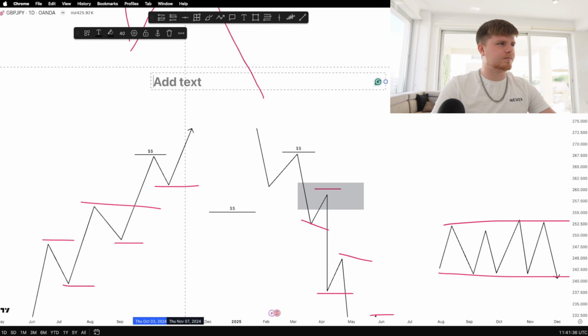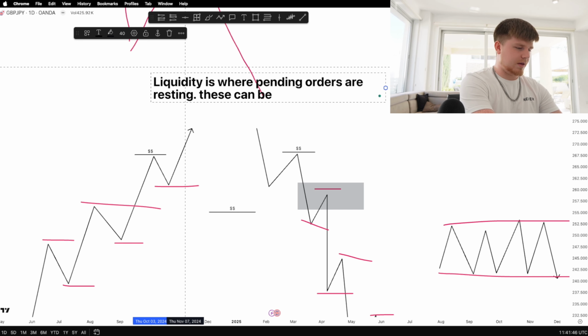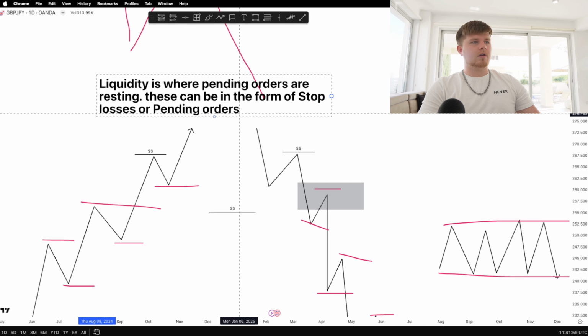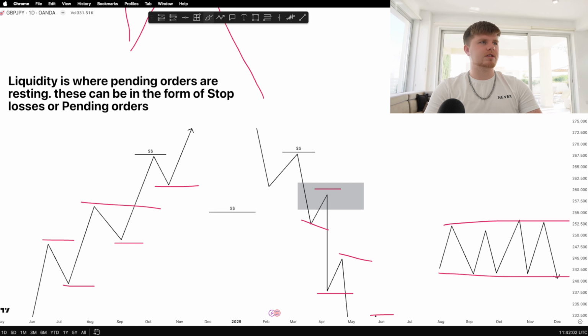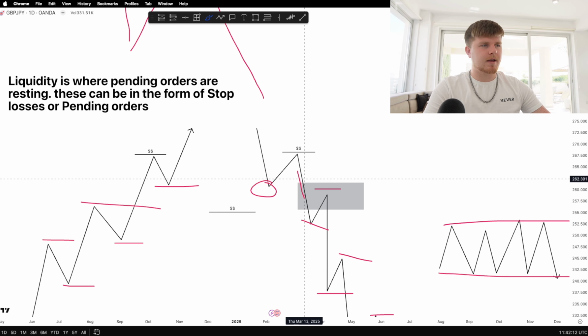If you write this down, liquidity is where pending orders are resting. These can be in the form of fair value gaps, stop losses, or pending orders. Okay, so the stop losses and pending orders are below liquidity zones or around liquidity zones. So there's stop losses and pending orders here. Price then comes down, activates those pending orders, hits those stop losses, therefore there is no more liquidity there.